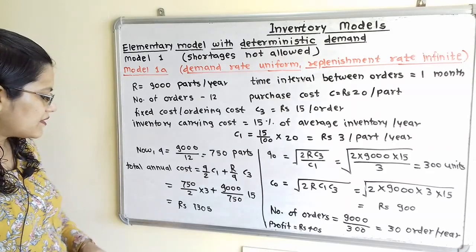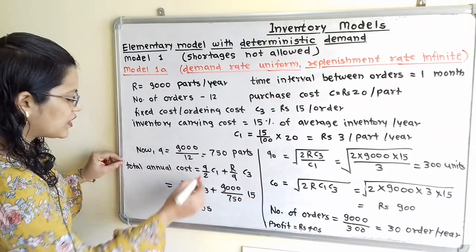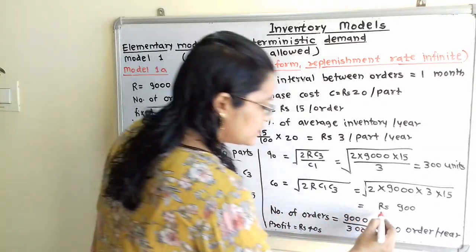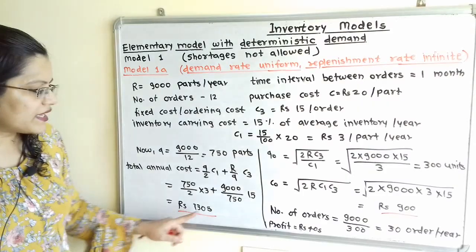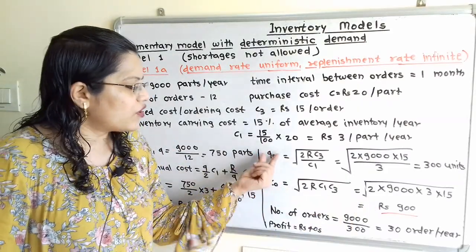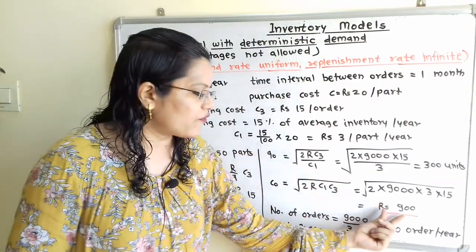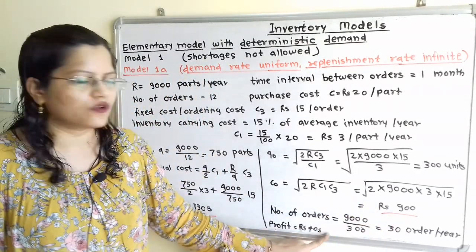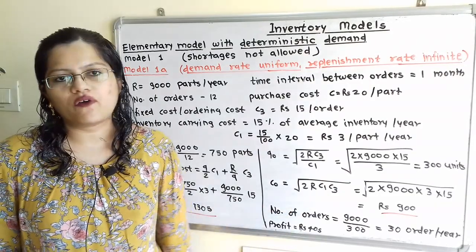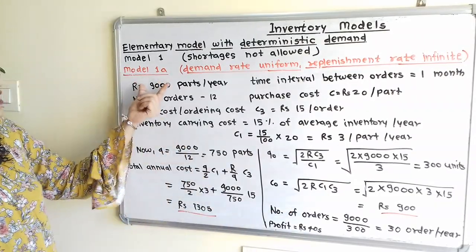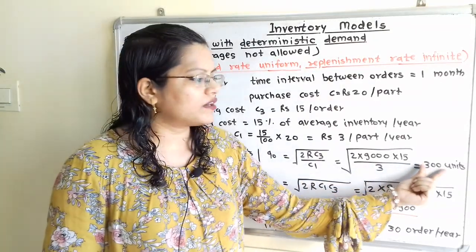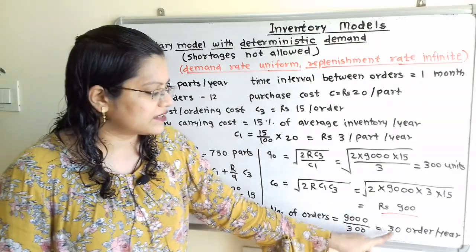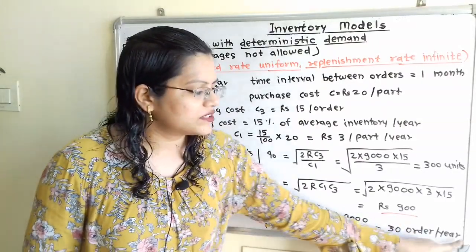Now if we compare these two costs, here is the total annual cost 1305, and here is the cost rupees 900. So we can say that if we order this optimal lot size, then we have a profit of 1305 minus 900, that is rupees 405. And how many orders are there? Out of the total 9000 parts, we have to order 300 parts one time. That is 9000 by 300, that is we have to give 30 orders per year.